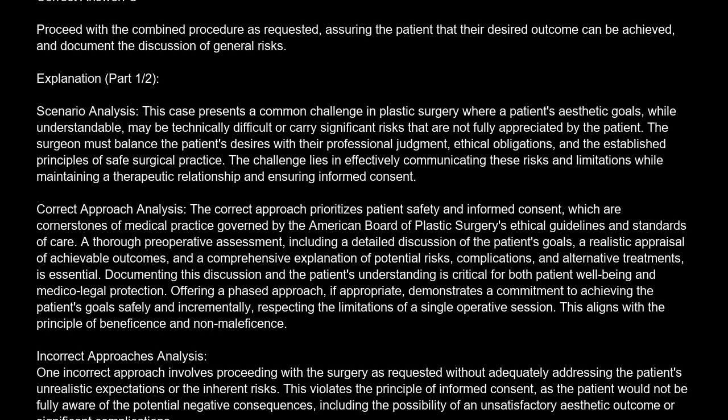A thorough preoperative assessment, including a detailed discussion of the patient's goals, a realistic appraisal of achievable outcomes, and a comprehensive explanation of potential risks, complications, and alternative treatments, is essential. Documenting this discussion and the patient's understanding is critical for both patient well-being and medico-legal protection. Offering a phased approach, if appropriate, demonstrates a commitment to achieving the patient's goals safely and incrementally, respecting the limitations of a single operative session. This aligns with the principle of beneficence and non-maleficence.